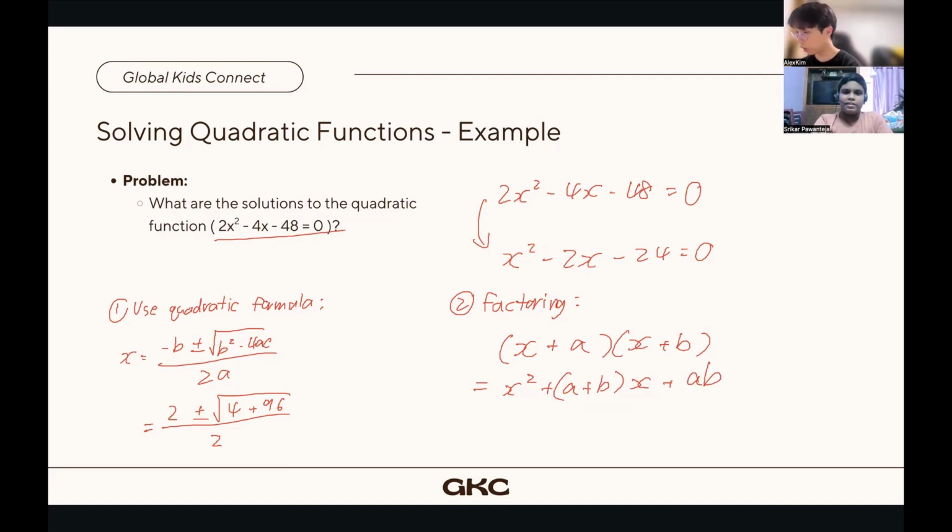Negative 6 and 4, sir. Yes, that is correct. Very quick, actually. Wow, great job. And so knowing those facts, we can say that it can be rewritten as a being negative 6 and b being positive 4.